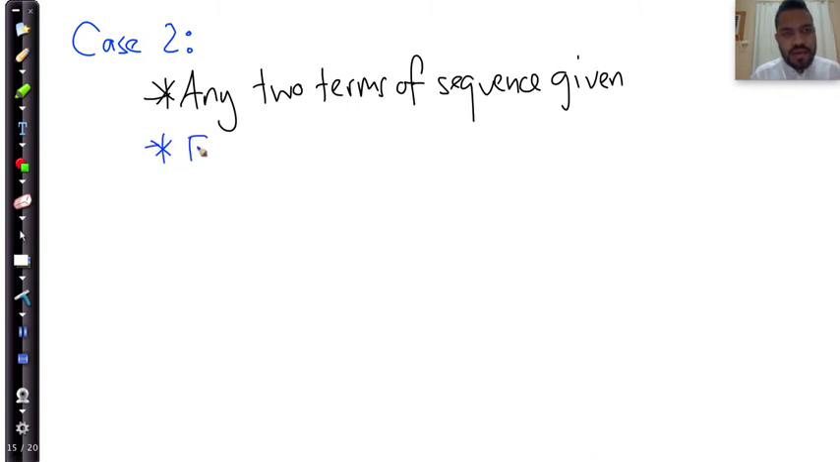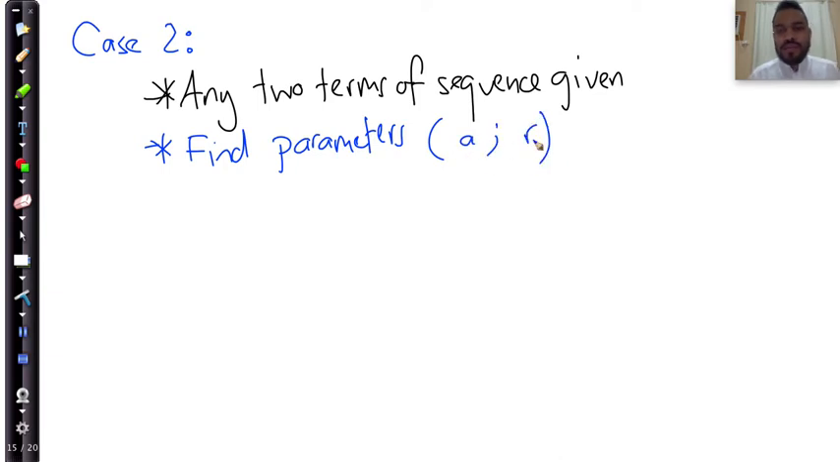Those are the types of questions. Find the parameters. Now what do I mean by the parameters? In other words, find the first term, which is A, find the common ratio, which is R, and then obviously they ask you to find the sequence, and thereby it becomes a case 1 sequence once you have the sequence, right?